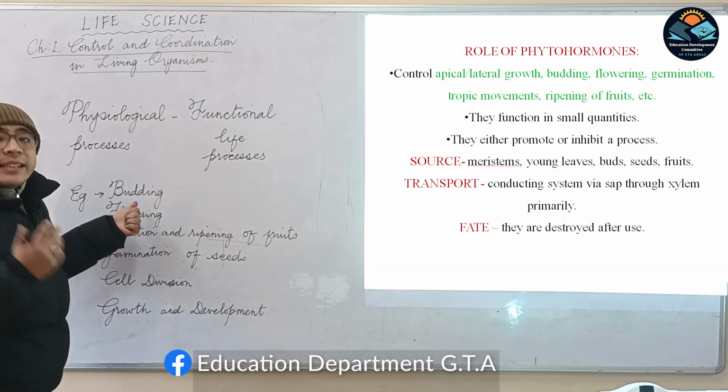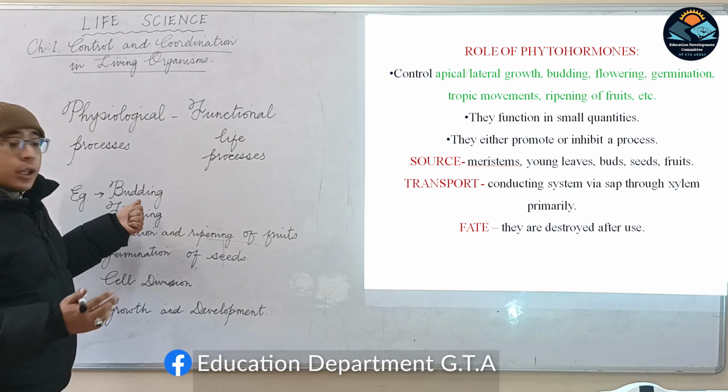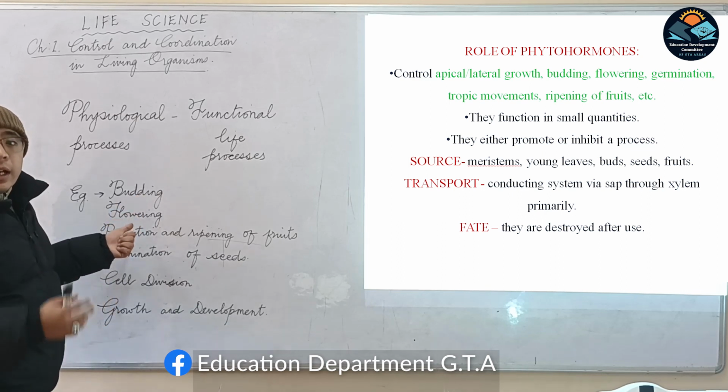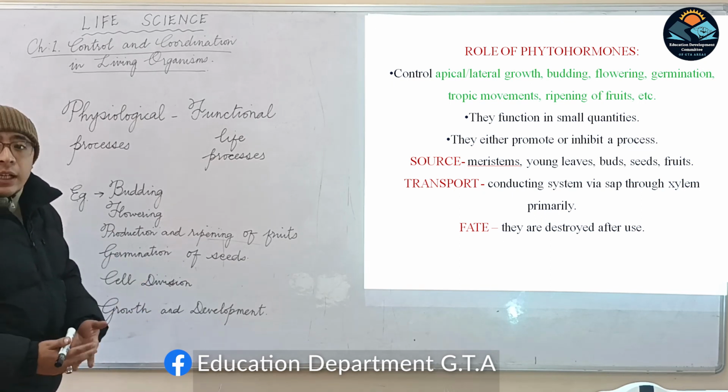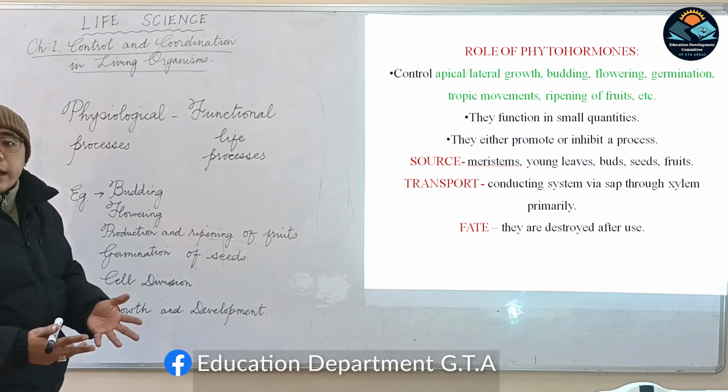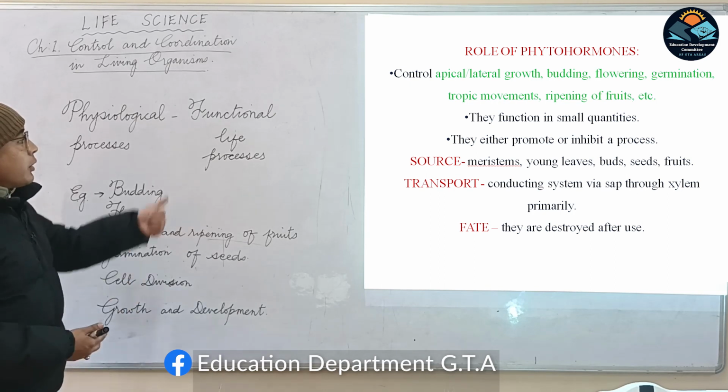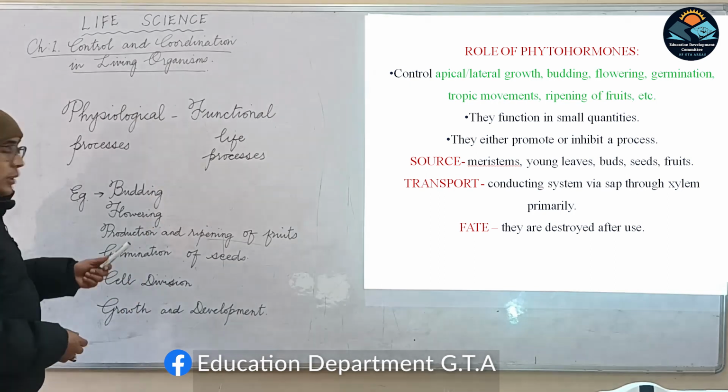Budding is an essential life process which gives rise to the flowers. Now the flowers, they come about from buds. The flowers are known as the reproductive parts of the plant. Now without the flowers, reproduction cannot take place. Thus, it is a very vital life process.